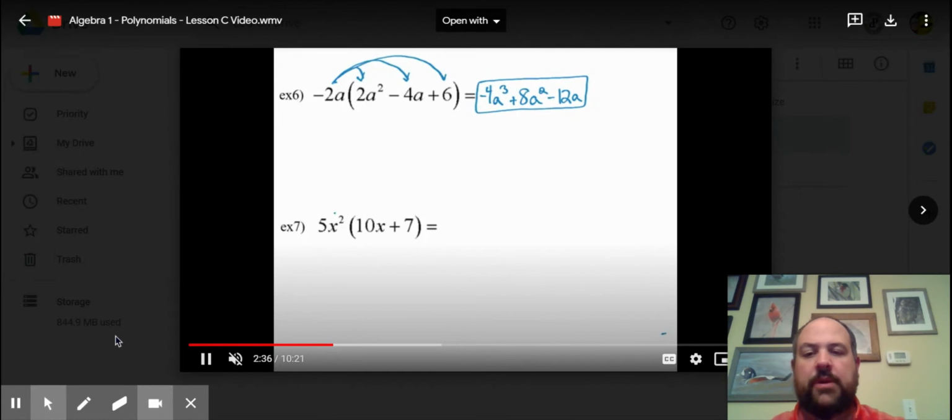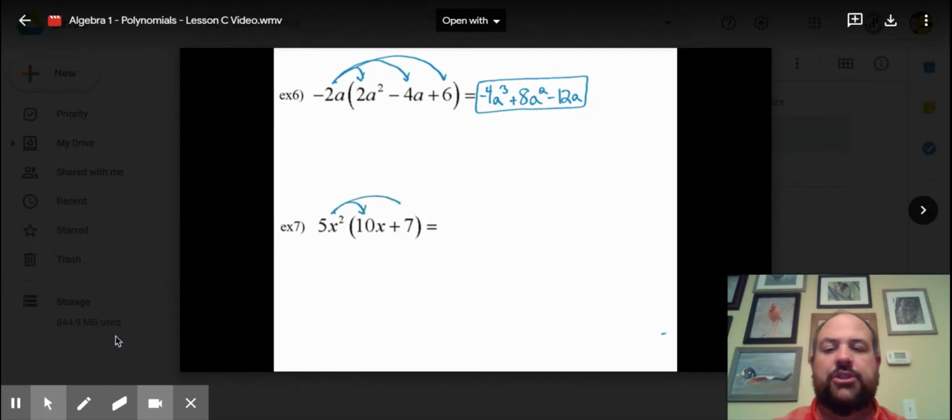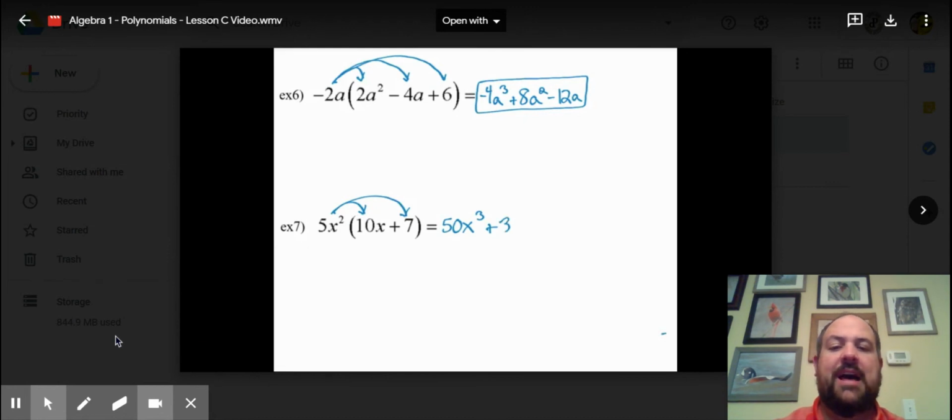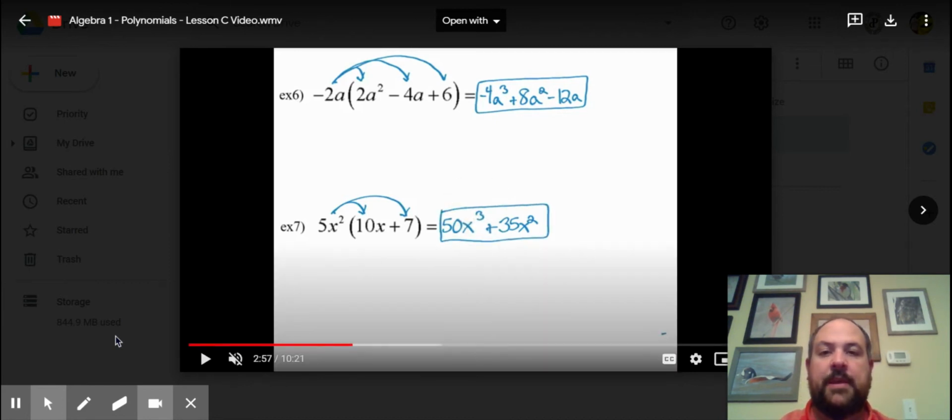Okay, so here we go. We're going to distribute the 5x squared to the 10x and the 7. 5x squared times 10x, we get 50x to the third. And then we're going to take the 5x squared times the 7, and we should get plus 35x squared. Can't combine those variables. We're going to leave it the way it is. That's our final answer. So that's the extent of the multiplication that we've done before with polynomials.